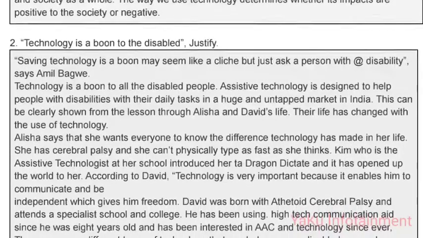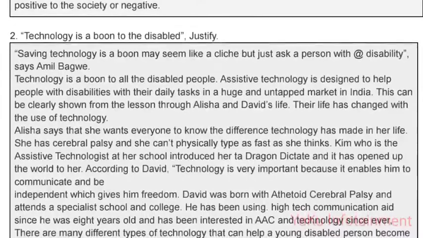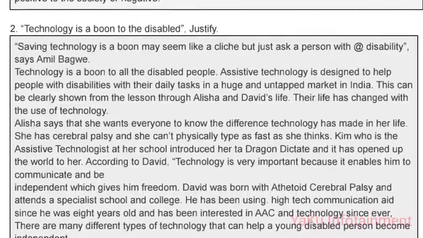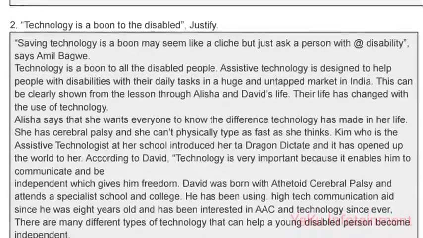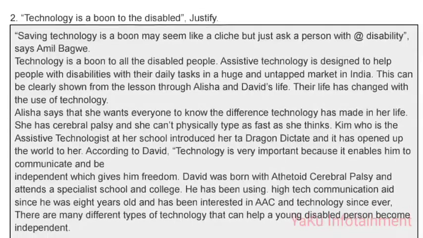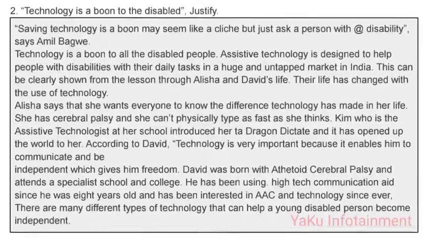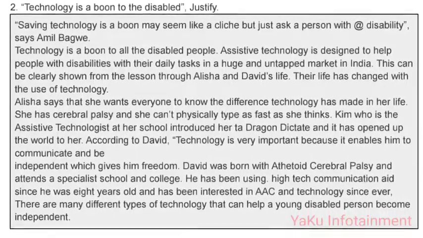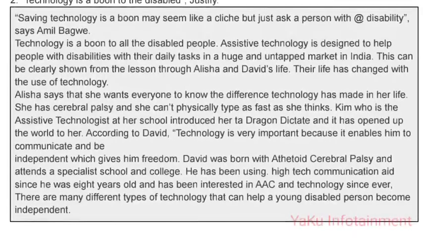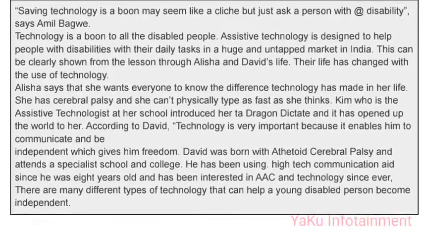world to her. According to David, technology is very important because it enables him to communicate and be independent, which gives him freedom. David was born with athetoid cerebral palsy and attends a specialist school and college. He has been using a high-tech communication aid since he was 8 years old and has been interested in AAC and technology since ever. There are many different types of technology that can help a young disabled person become independent.